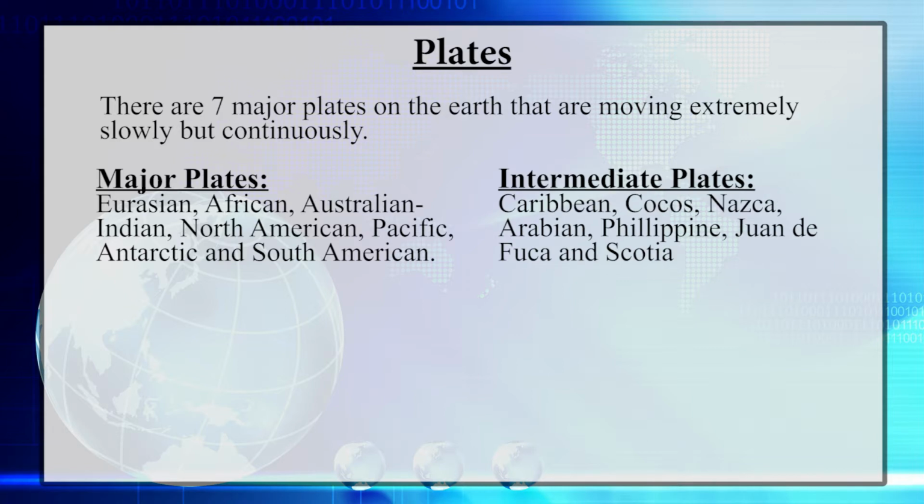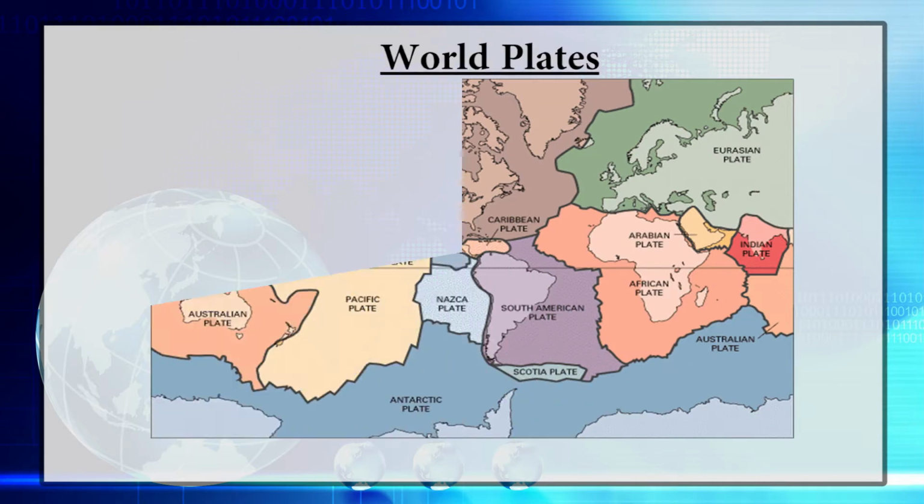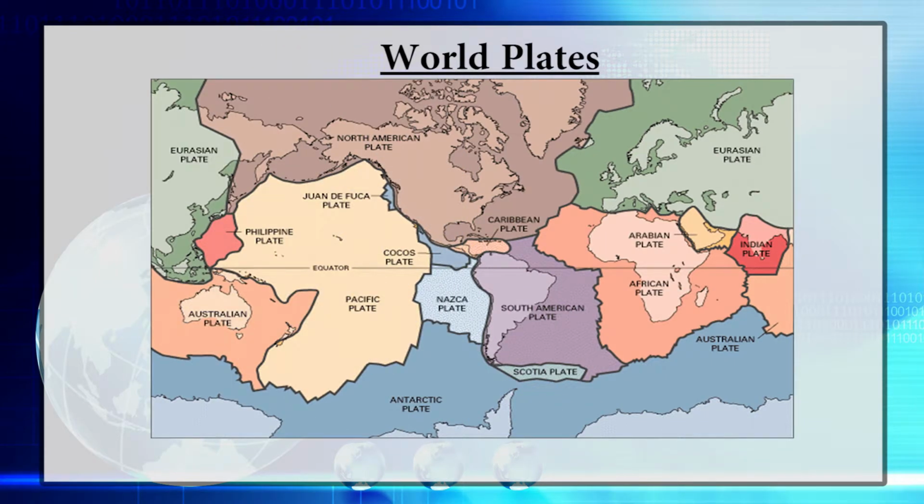And what about the intermediate plates? Caribbean plate, Cocos plate, Nazca plate, Arabian plate, Philippine plate, etc. are perfect examples of these. And therefore we can state that there are actually 2 types of plate. Number 1, oceanic plates, and number 2, continental plates. The figure here shows the major plates of the world.